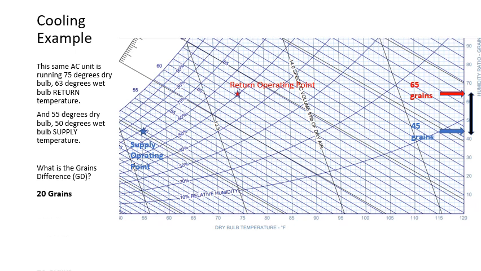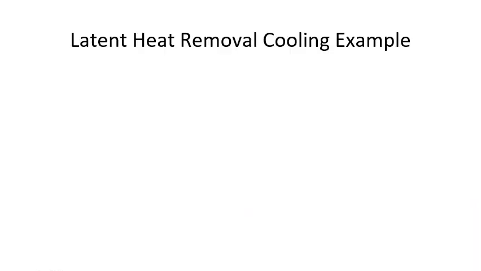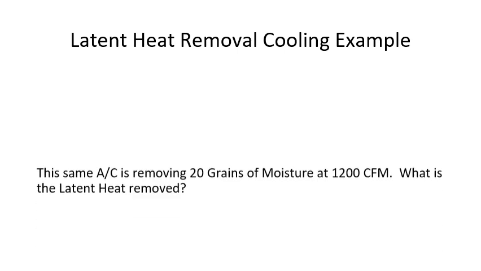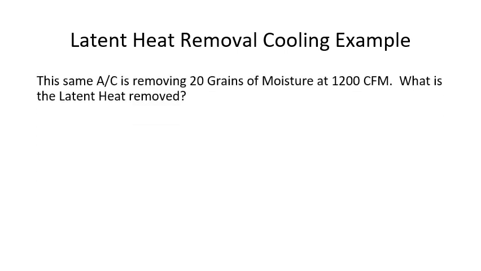It's going to be 20 grains difference, the difference between 65 and 45. That's our grains difference that we're going to plug into the latent heat formula. So now let's plug these points into our latent heat formula. That air conditioning system, as we just discussed, is removing 20 grains of moisture at 1200 CFM.